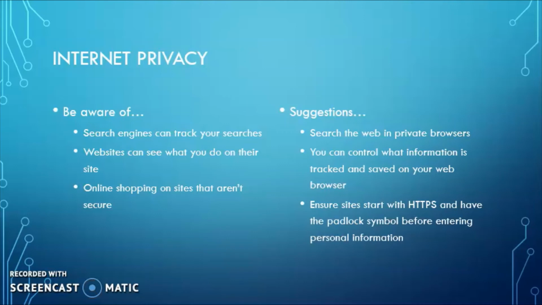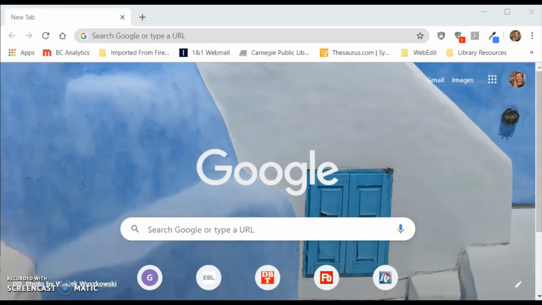Next, like I have said several times already, and will probably continue to say, ensure that the websites you visit start with HTTPS or have the padlock symbol or some other symbol before entering personal information. But really, try to avoid websites that aren't secure just altogether. Finally, you can control what information is tracked and saved on your web browser to a degree.